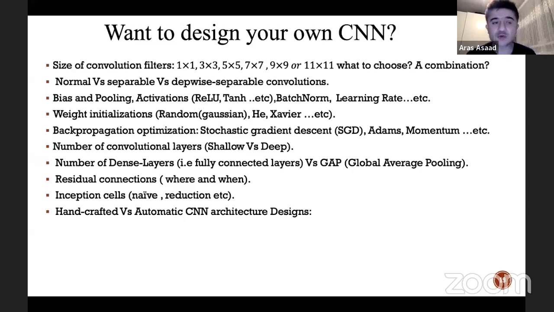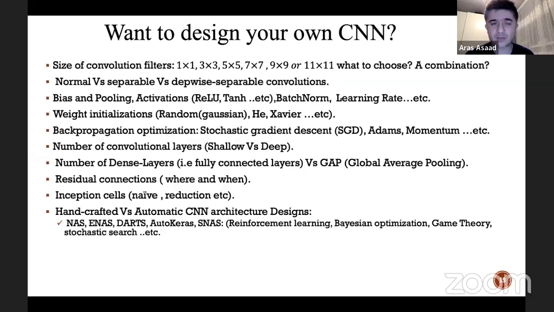Now, all of this, are you going to fine-tune or search for the best parameters and hyperparameters manually, i.e. handcrafted? You design this manually, you just try this, experiment, it's not good, try this and try that. Are you going to do this handcrafted version, i.e. manually, or are you going to use an automatic CNN architecture design? And what do I mean by this? So you have methods whereby you can search for the best options among some of the things that I have listed so far. And these systems will select the best combination based on your data. And we have NAS, neural architecture search, we have ENAS, which stands for efficient neural architecture search. You have DARTS, AutoKeras, SNAS, and so forth.